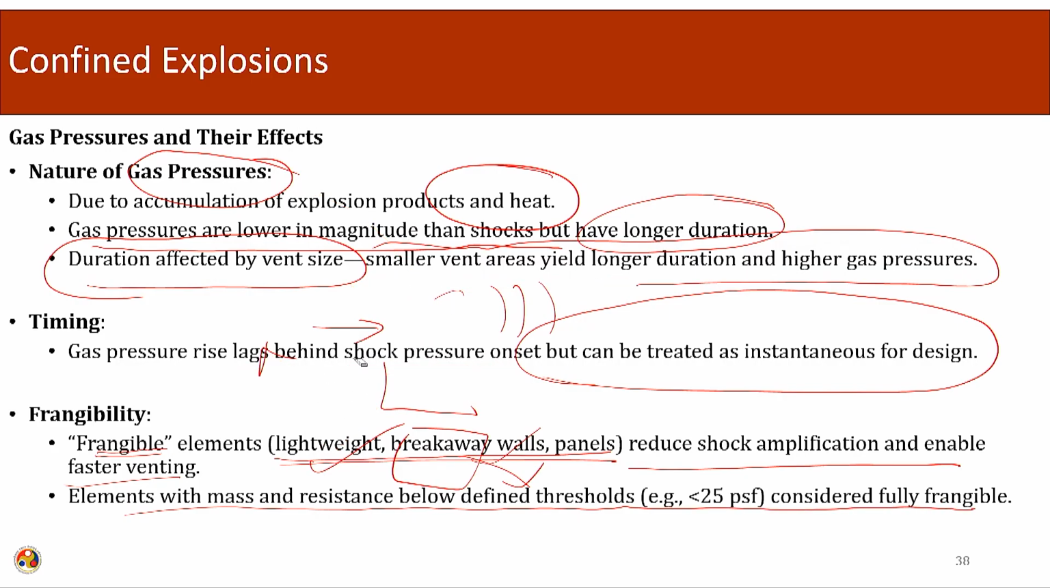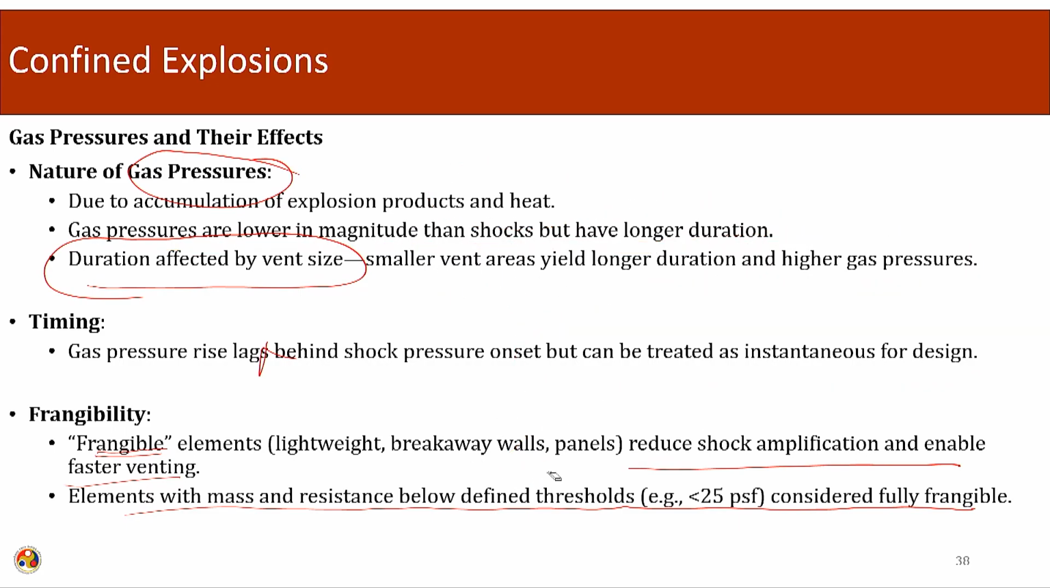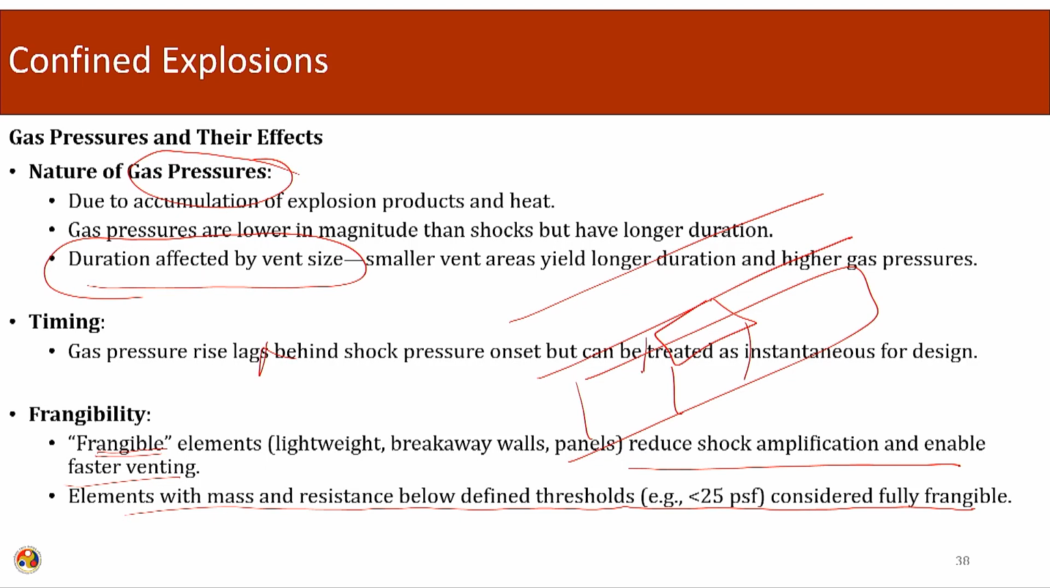I will give you one example of a frangible element. In normal airports that have a smaller distance between the runway and the boundary wall, there are sentry guards, there are sentry posts, located at different locations.